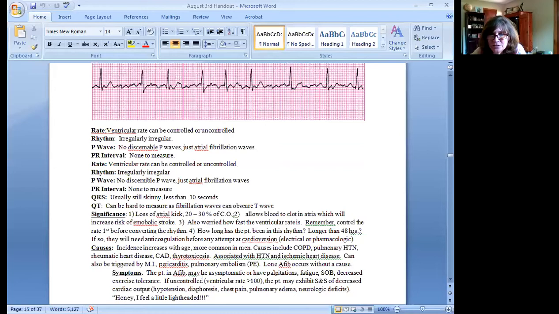Okie doke. So the patient in AFib, if it is greater than 100, they very likely will have palpitations, fatigue, shortness of breath. "Honey, I feel a little lightheaded." If that's the case, we need to act on that.